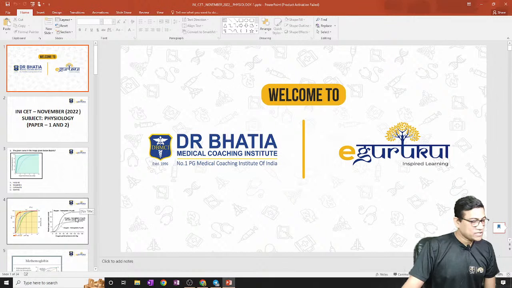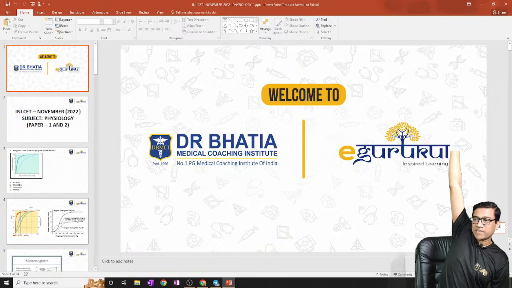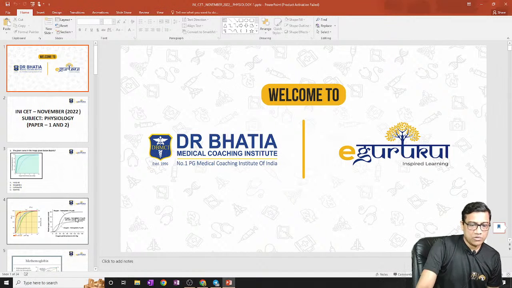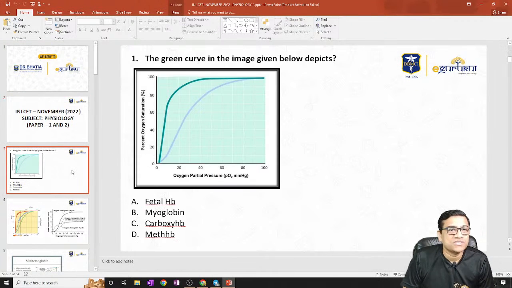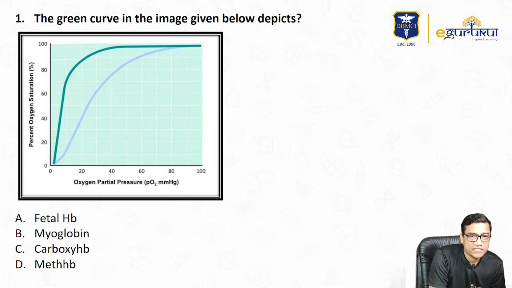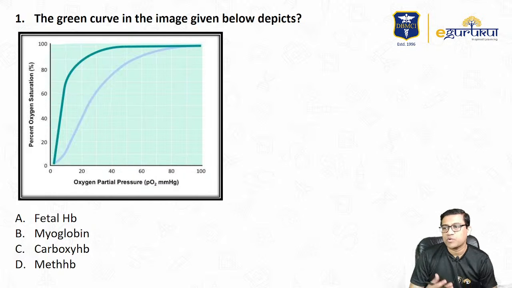I'll be discussing the questions and we'll be trying to add any corrections. You just help me in getting the corrections done. So let's start the discussion and we'll be doing the questions. First question, you see this one, and what is this graph? As you can all see, this is the classical graph of the oxygen hemoglobin dissociation curve.